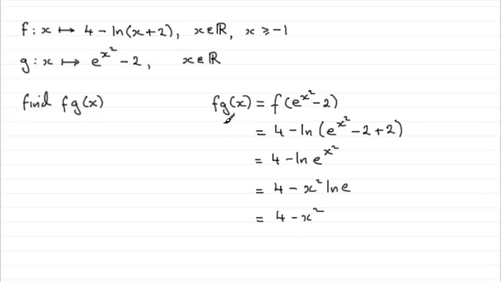So there you go, fg of x then, the composite function, equals 4 minus x².